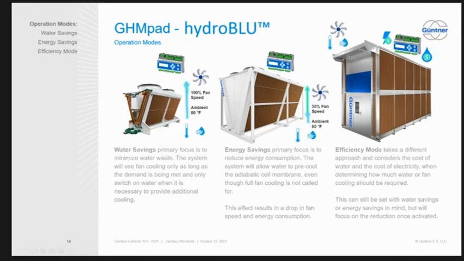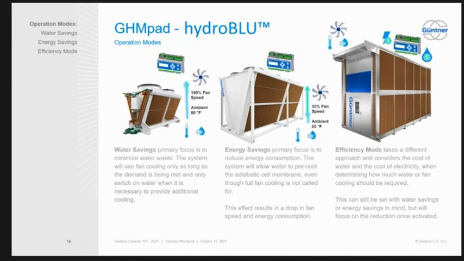Basically, the way this works in this example, it's waiting for the fans to ramp up to 100% and the ambient temperature to be 80 degrees Fahrenheit before the water's used. That's normally water savings. From our factory, all of our units come in water savings, and those settings are 90% fan speed and 71 ambient temperature for water to kick on.